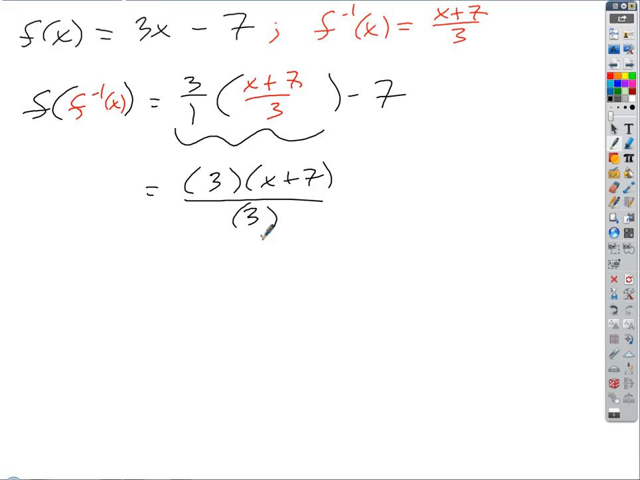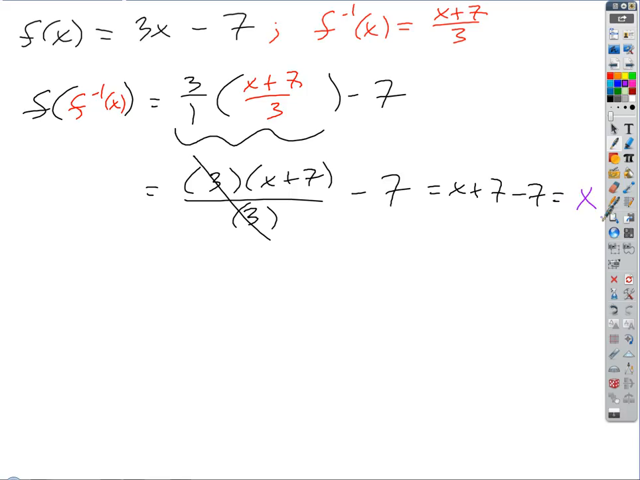And what can I do? I can cancel, because I'm canceling factors, right? I can vertically cancel like factors. So I can do that. Then I also have this minus 7 tacked on here. So what do I end up getting? What does this quotient become? x plus 7 minus 7. What do I get? x. How about that?